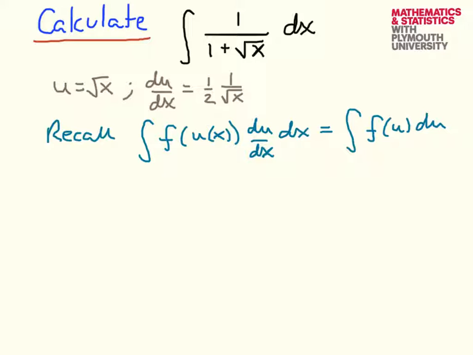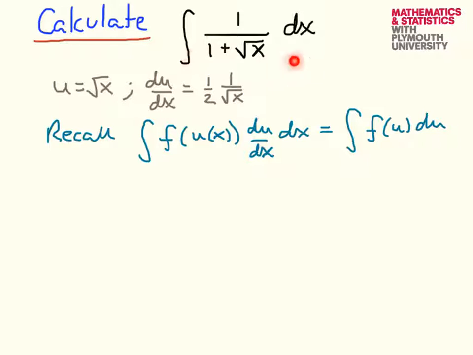Now the problem here is immediate. It is that the du dx factor, 1/2 times 1 over the square root of x, is not here in front. So what we're going to do is attempt to insert a factor of 1 here, so that we're not changing anything, we're just multiplying our integrand by 1, but in a way that is helpful.